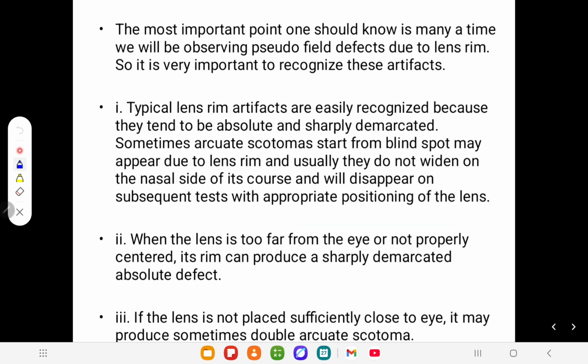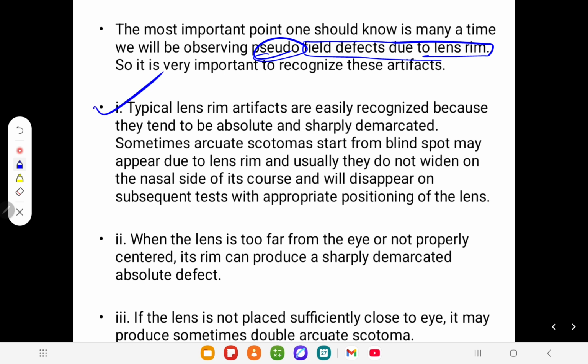So the most important point one should know: many times we will be observing a pseudo field defect due to the lens rim. It's very important. Pseudo field defect. You can see this term. So it is very important to recognize this artifact. So how to recognize it?